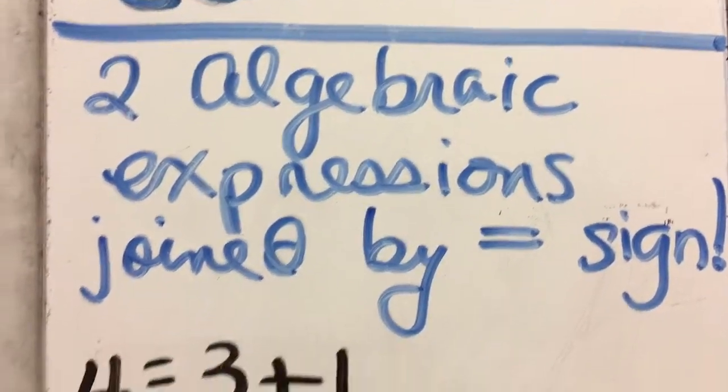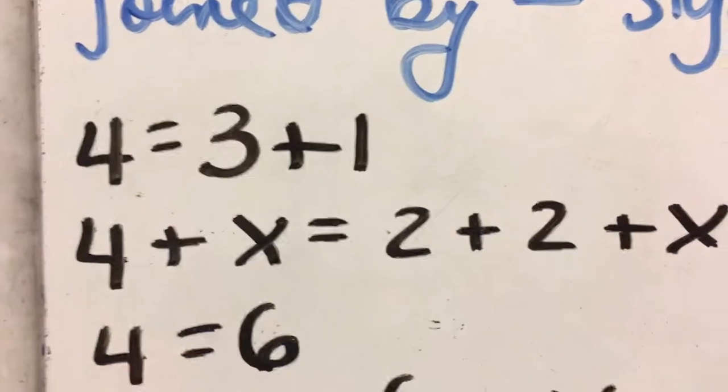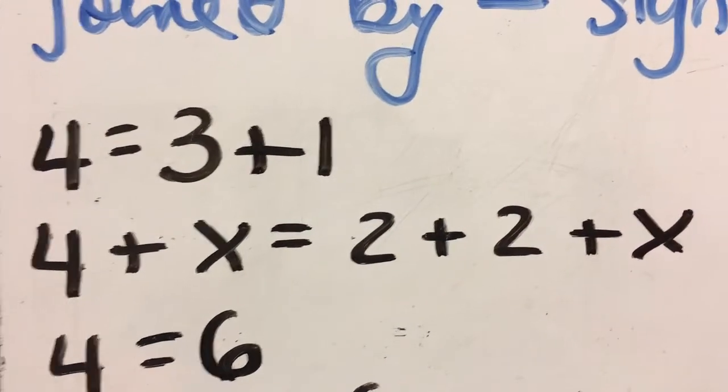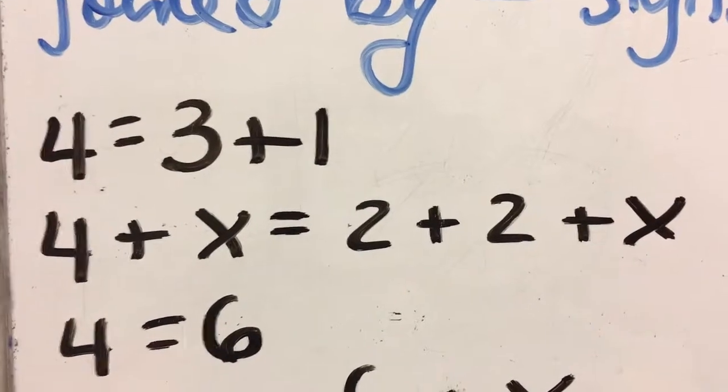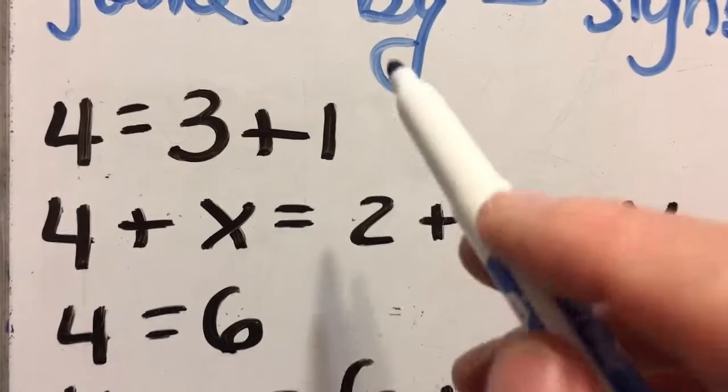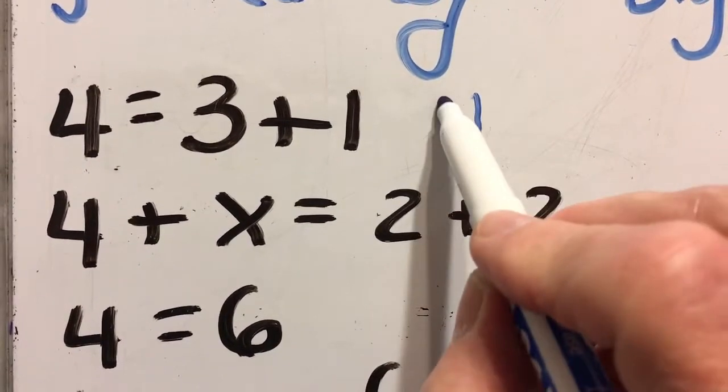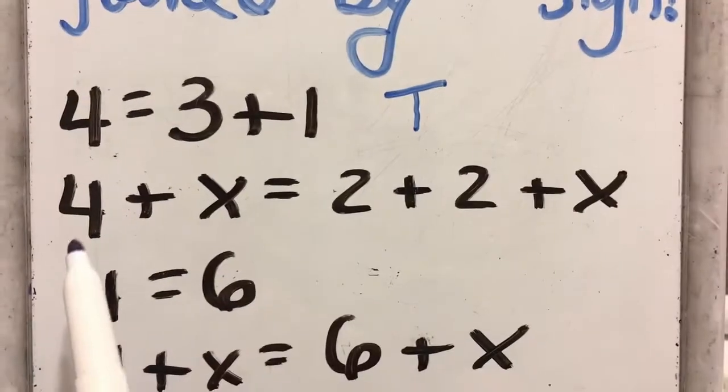So now let's look at some equations. 4 equals 3 plus 1. That would be a true equation, a true statement. So let's just write a T for true. Okay, and let's look at the next one.